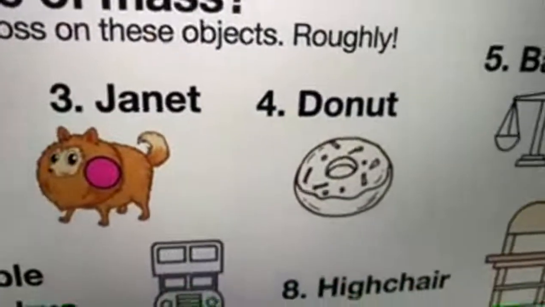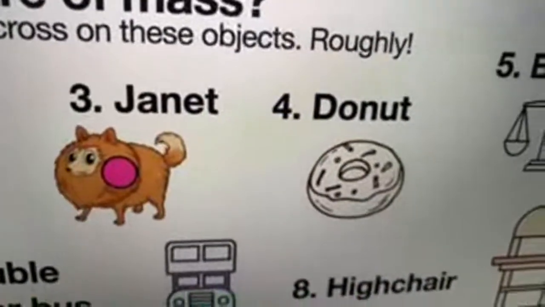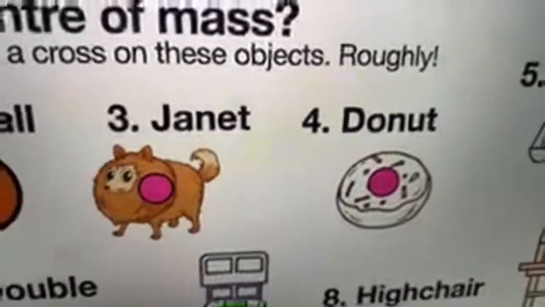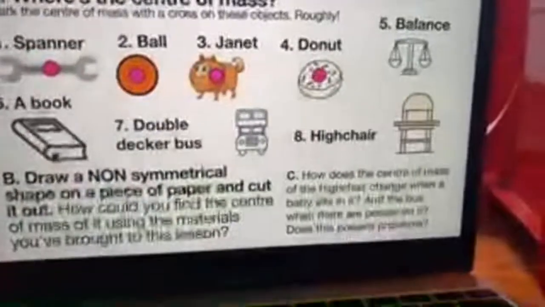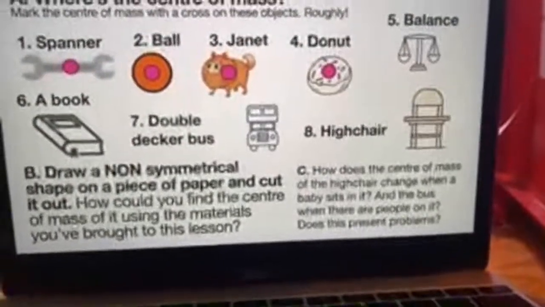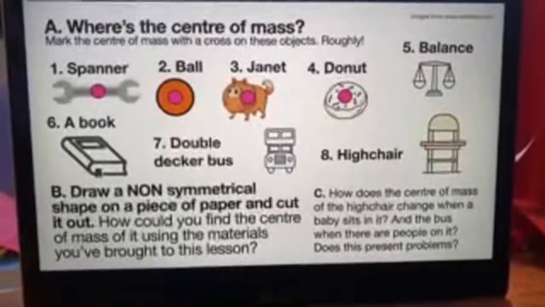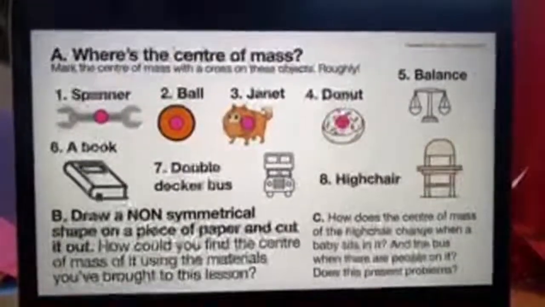The donut's the one I really wanted you to think about because the centre of mass of the donut is in the centre. Yeah, it's a bit weird, the idea that the centre of mass of an object might be not actually where it has any mass, but obviously the donut is symmetrical and the centre of mass is in the centre. It doesn't have to be where there's actually any stuff.